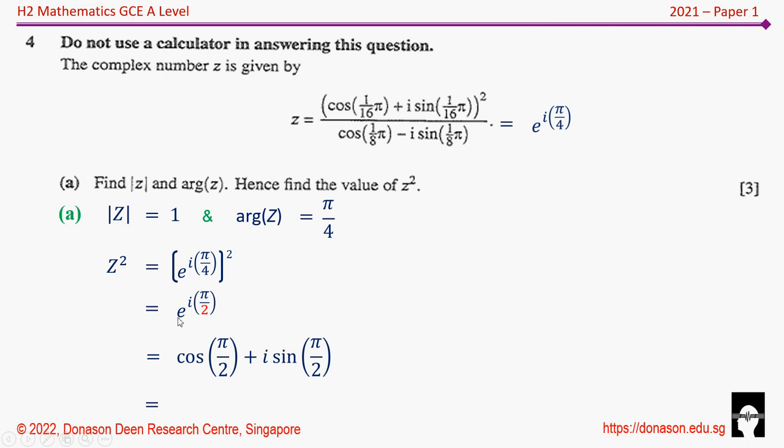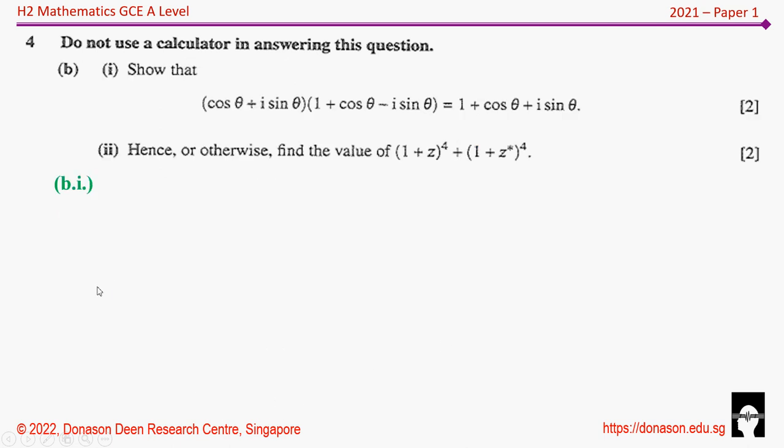And of course if you change it back into its rectangular form or trigonometric form, the real part would be cosine of pi over 2 plus i sine pi over 2, and cosine pi over 2 is cosine 90 degrees. Cosine of 90 degrees should of course be 0, and sine pi over 2 is 1, so 1 times i. So therefore your z squared would simply become i. That's the value of the square of z.